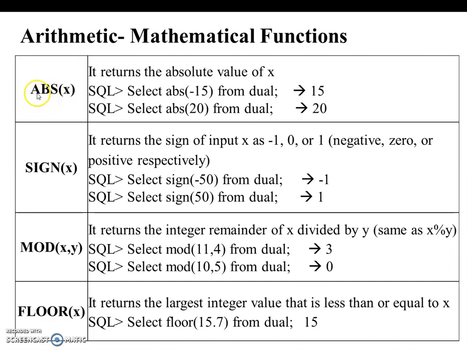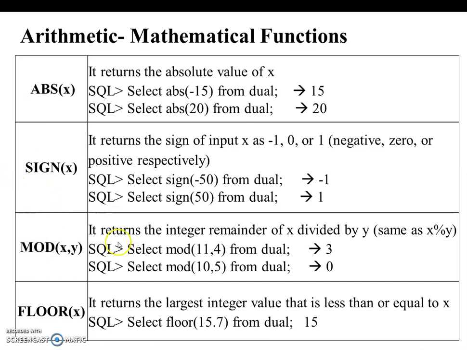The very first function is ABS, which stands for absolute. It returns the absolute value of a given input X. Let's have one example: select absolute of -15 from dual. It will return the result 15 because it omits the sign. Absolute always omits the sign and returns the result as a positive number, so -15 is written as 15. Next, I have given a positive number and I am taking the absolute value of 20. Hence the result will be as it is, 20. So this is absolute, which returns the absolute value of a given X.